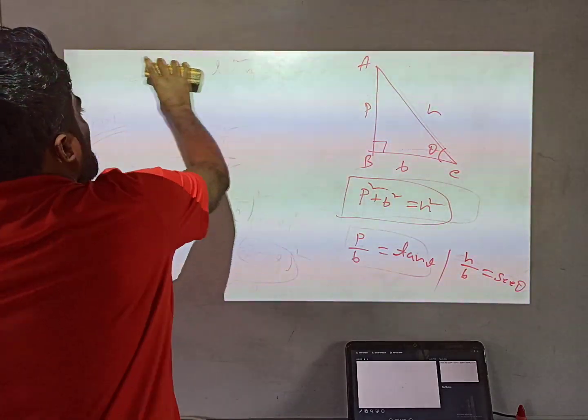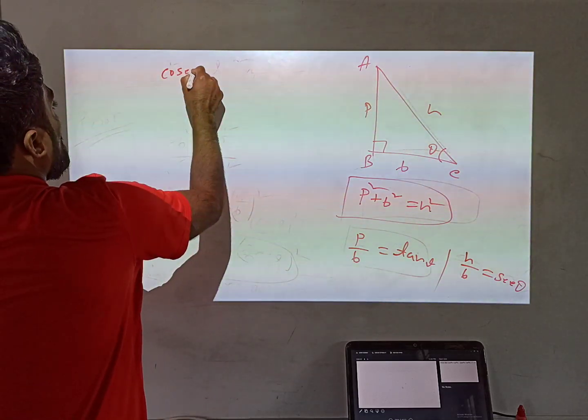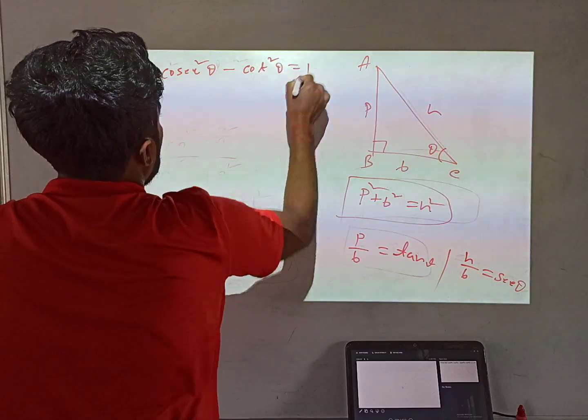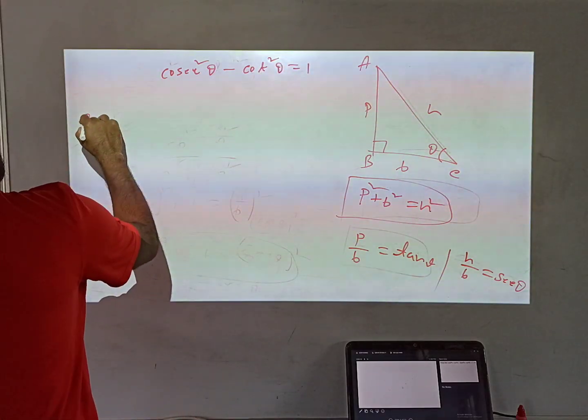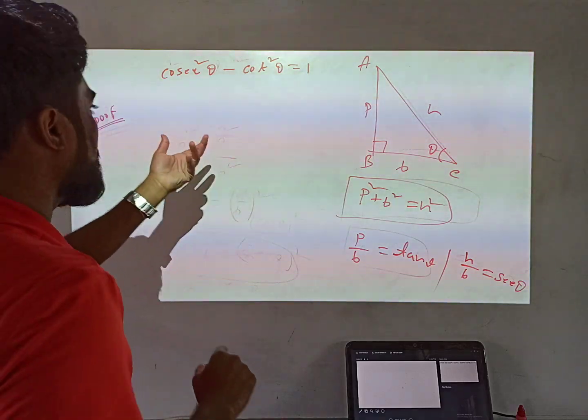So what was the third one? That is cosec square minus cot square. Now we are going to prove the third identity, that is cosec square theta minus cot square theta equals 1. It is very easy. Again we'll use Pythagoras theorem. See, using Pythagoras theorem we are proving all the things.